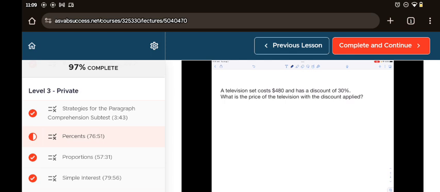A television set costs $480 and has a discount of 30%. What is the price of the television with the discount applied? So here, I want to explain something about discounts. When we have these types of questions, you'll see things like original price. This is our whole. Then we have sale price, and we have a discount. Let me make a little chart for us here.